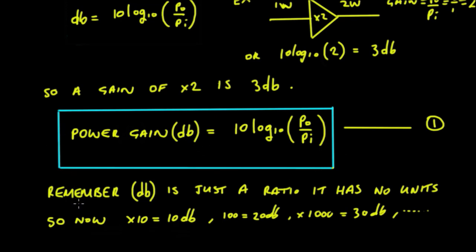Okay, so remember as well that the gain in dB is just a ratio of two numbers. It doesn't have a unit, so it's a gain as in times 2 or times 5 or times 20. There's no unit involved in it, it's not watts or volts or amps, it's just a number. Okay, so let's head on.